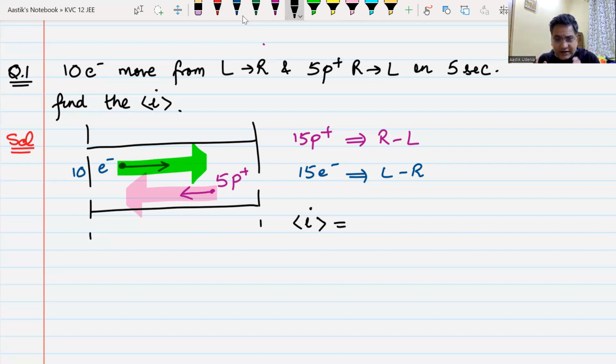Do all of us understand the flow of charge? Negative charges flowing from left to right is the same as positive charges flowing from right to left. Do we remember this? Do we understand this? Or is it too complicated? Understand this? Yes, sir. Okay. What is the average current now?